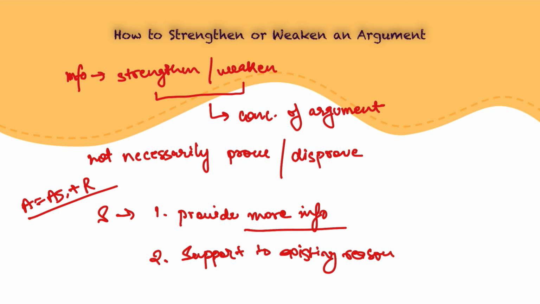For the weakening part, it is a little easier. For the weakening, essentially what will happen is they will simply cast a doubt on the reason or undermine the reason, take away the support, essentially, right? Take away the support.